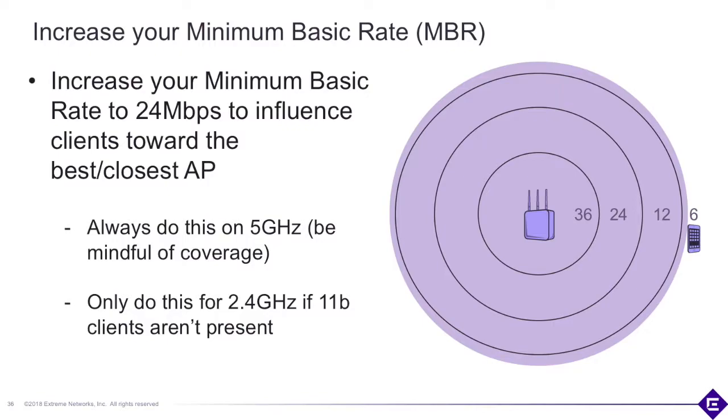So you can see that the cell phone is able to talk at 6 megabits per second currently because that is our minimum basic rate. If we were to raise that to 24, in this diagram you can see that the device will have to get closer to the center of the cell. Once again, just reducing that client-induced interference.